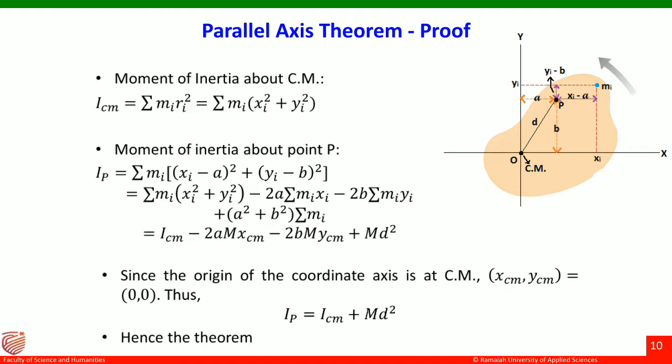Then the above equation turns out to be the moment of inertia about an axis which is passing through P is equivalent to ICM, that is the moment of inertia about the center of mass, plus bigger M, the total mass of the body, multiplied by the square of the distance between these two axes. Hence we have proved this theorem.